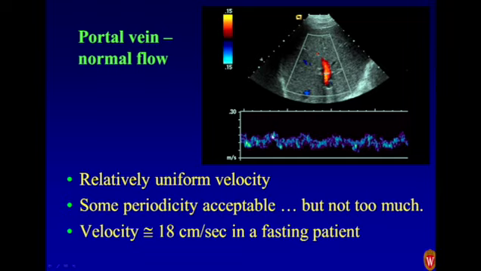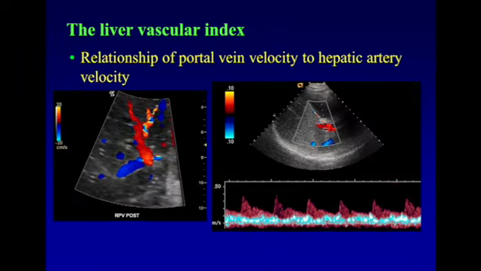Now, a little bit of periodicity is okay, and this is usually introduced by pressure variations within the liver as the hepatic arterial systolic pressure surges into the liver, or maybe the A wave from the hepatic veins. So they will influence the portal vein flow velocities and cause subtle undulations. The velocity itself in the portal vein should be roughly around 0.2 meters per second in a fasting patient. So relatively close to diastolic flow.